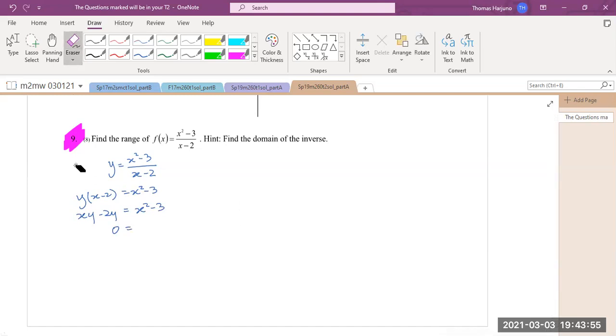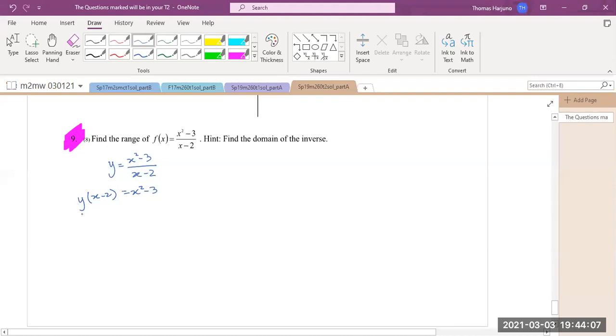Actually, I don't need to do this though. Anyway, this is y. Okay, so I need to distribute, my bad. And then I set one side equal to 0. What is the reason you set one side equal to 0, Thomas?